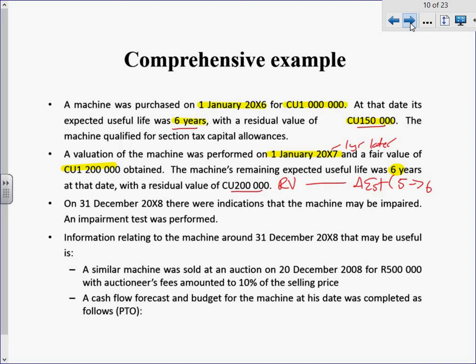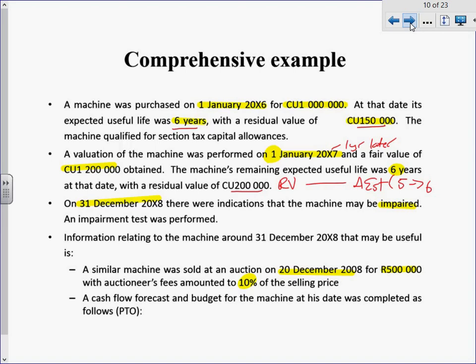Then on the 31st of December 20x8, there were indications that the machine may be impaired. An impairment test was therefore performed. So now this is 2 years later after the 1st of January, right? Information relating to the machine around 31st of December 20x8 that may be useful relating to the impairment test: a similar machine was sold at an auction on 20th of December 20x8 for 500,000. Auctioneer's fees were 10% of the selling price.